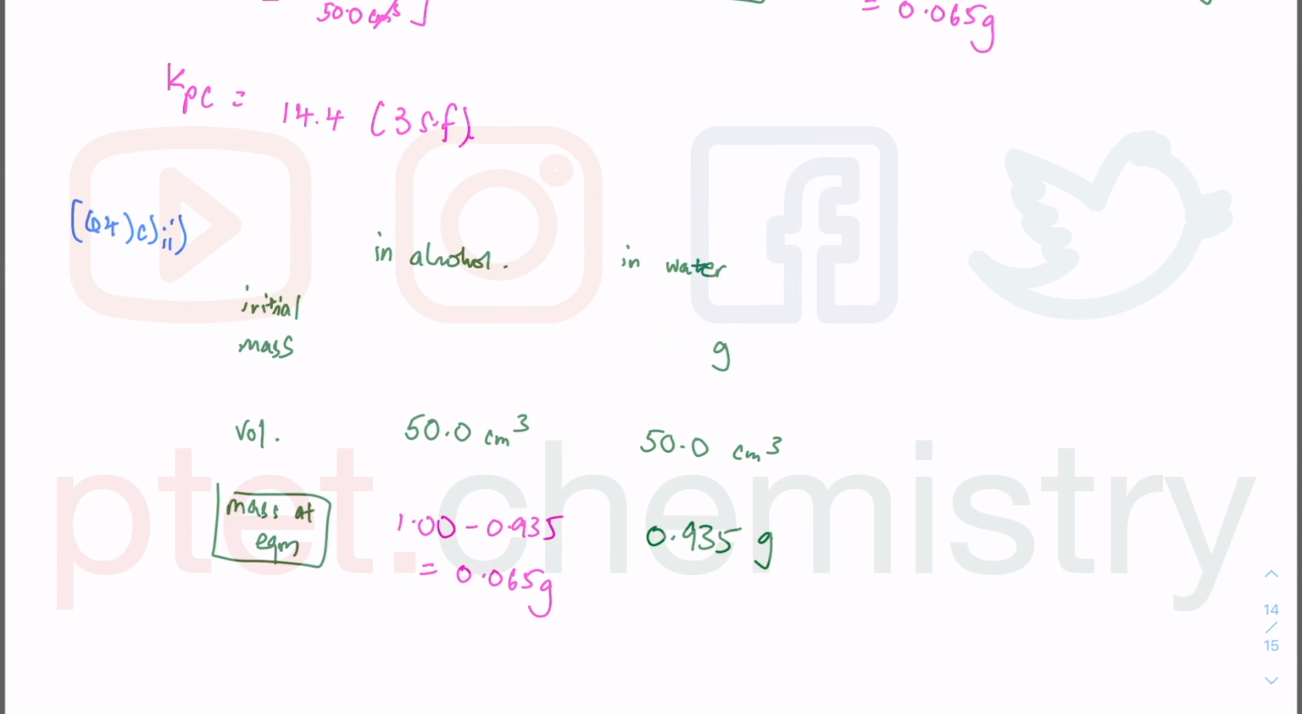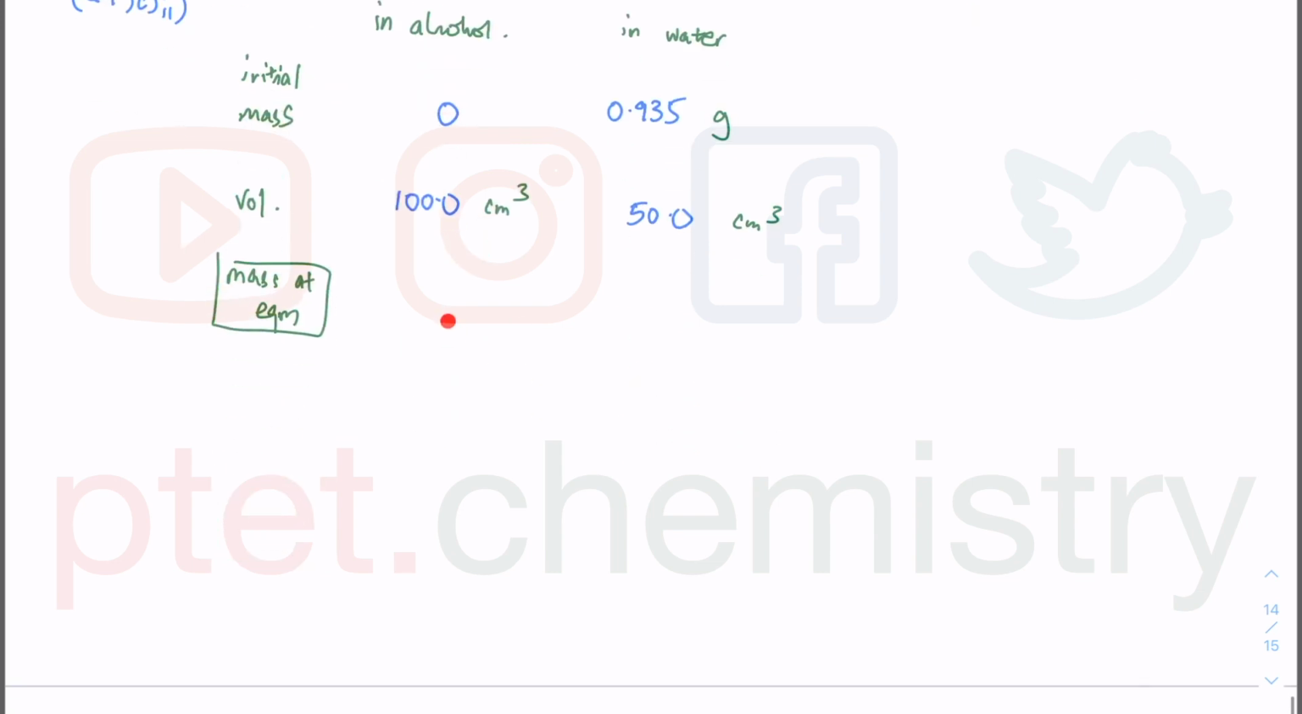So my initial mass will no longer be 1 gram because I've already extracted some of it into the alcohol originally. Now you have 50.0 cm³, and you only have 0.935 gram of ethanamide left in the water layer, the aqueous layer. Now you have 100 cm³ of alcohol, and you want to know how much mass is dissolved in it at equilibrium. You have 0 there because you haven't added the alcohol. Now you add the alcohol. Let's say X gram has gone from here into the alcohol. So how much is left over? You get 0.935 minus X gram.